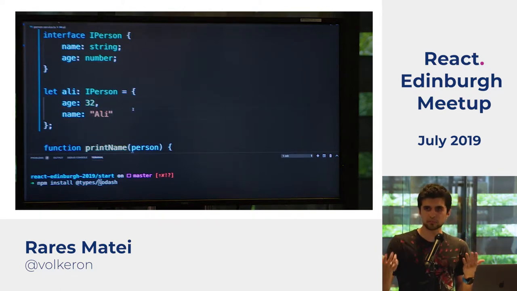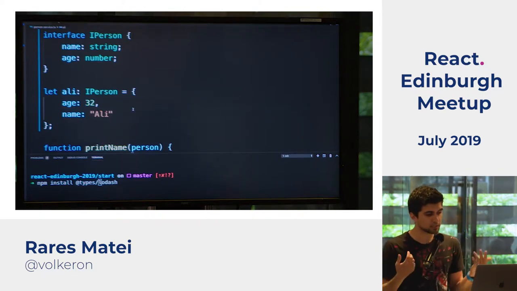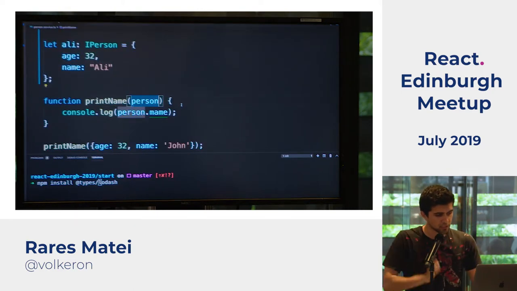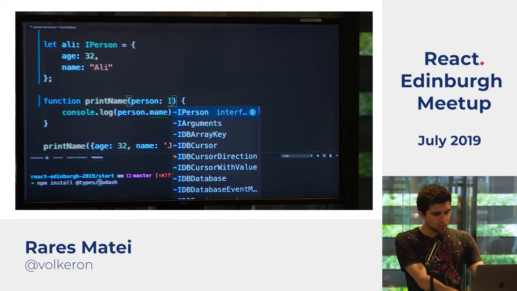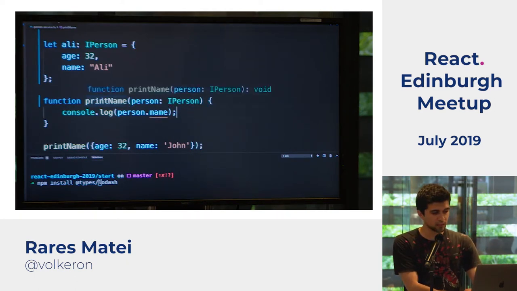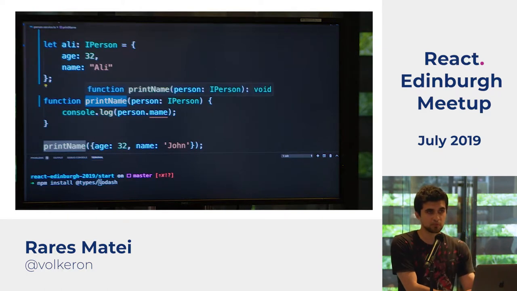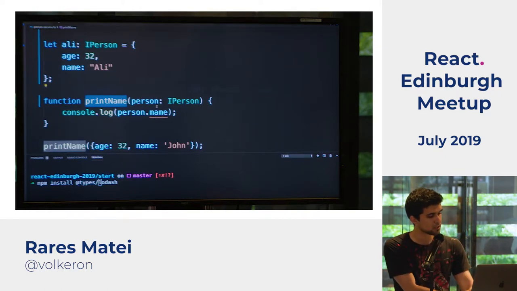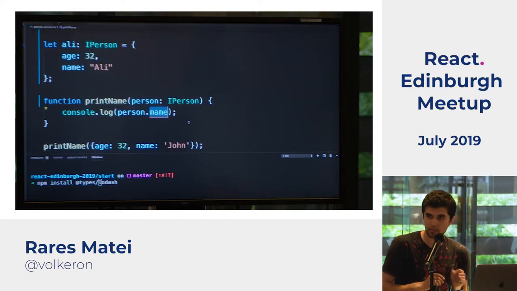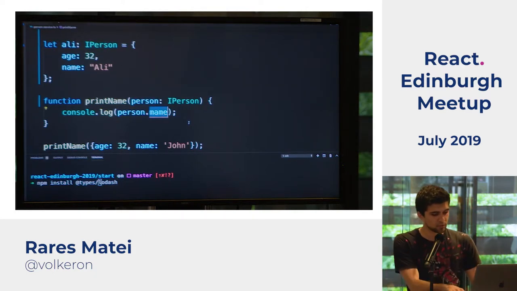Because it won't accept me assigning any object that's not the same shape that I was expecting. Same here with a function: you can also assign types to function parameters. In this case, I'm adding a function that prints the name of a person, and it's expecting a person, so if I'm not using it correctly inside of it, it's of course going to point me the error. In this case, it's a misspelling.